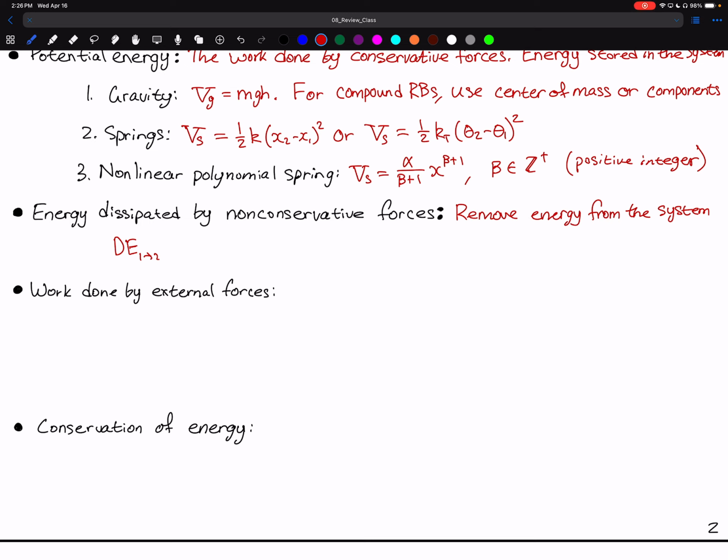In this case, the dissipated energy is going to be the integral from time t1 to time t2 of the velocity, r dot, at the location of the force, dotted with the force, dt. That is what it is in general. For a viscous damper, where F is equal to B x dot, our dissipated energy will be equal to B times the integral from t1 to t2 of x dot squared dt.